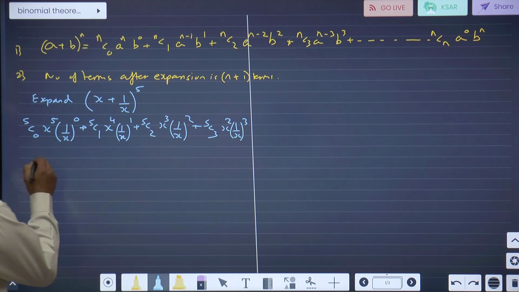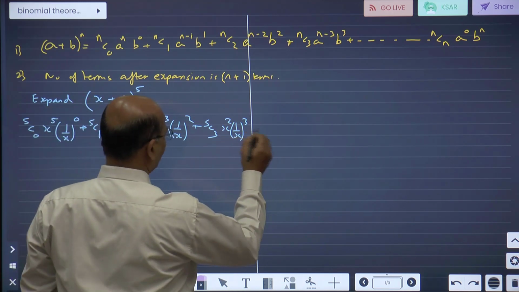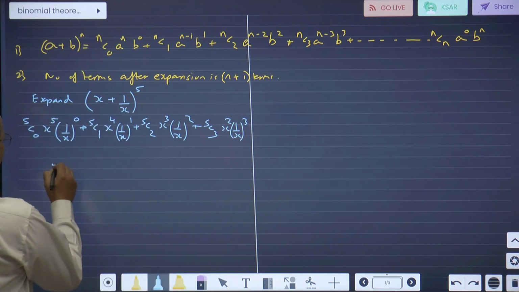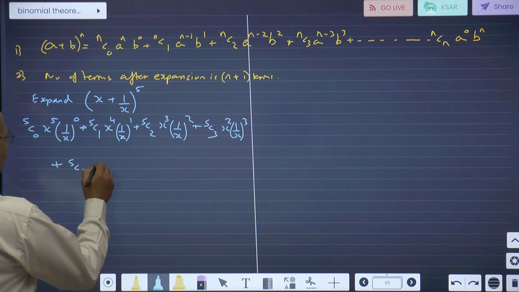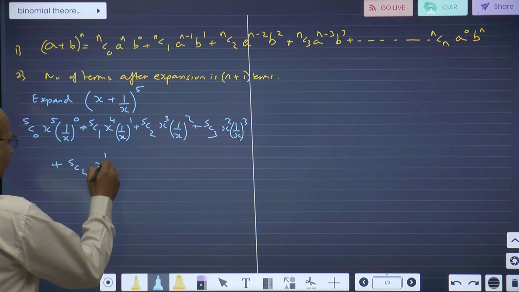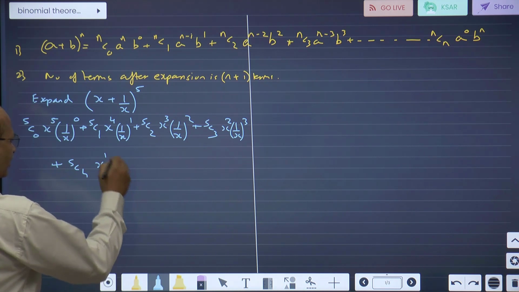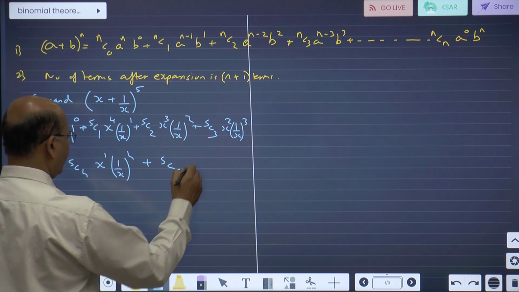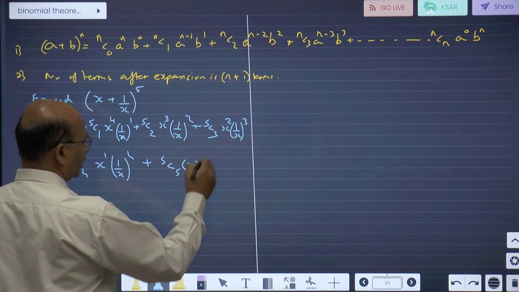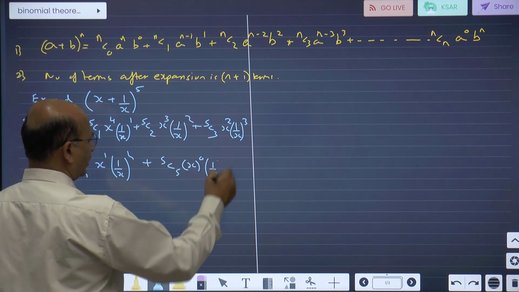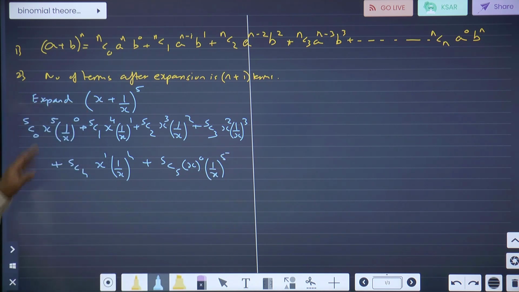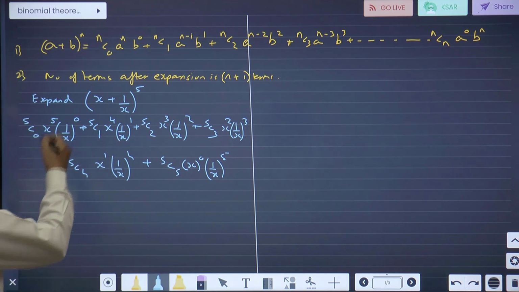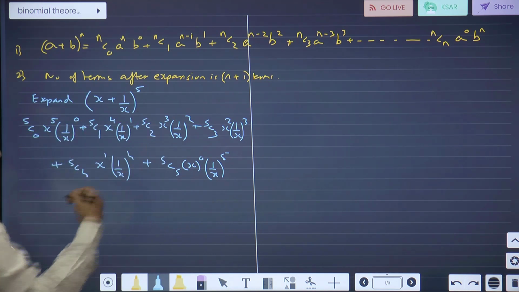So I'll add 5C4 over here, plus 5C4, first term raised to 5 minus 4, which is 1, and second term raised to 4. Similarly, we end up with 5C5, first term raised to 0 and the second term raised to 5. Afterwards you simplify. This is x raised to 5, this is x raised to 4 times 1/x. So eventually what will happen? 5C0, 5C1, whatever the working.